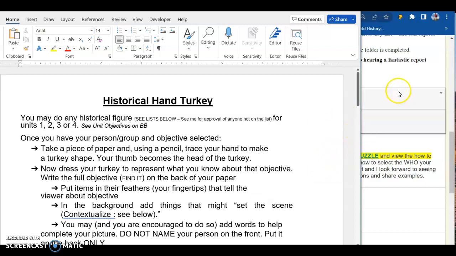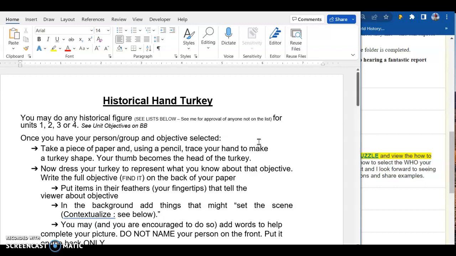I'm hoping you're still seeing this because it's sort of wigged out on me here for a second, but I think you're still seeing it, so I'm going to continue. So, yes, you are doing a historical hand turkey project. Remember back in the day when you could make a hand turkey with your thumb and then your fingers were all the feathers and stuff? Yeah, that's it. Except, of course, we're going to have to build that up a little bit, put it on steroids, have the beautiful, massively big, large, big family feeding turkey that AP World History deserves.